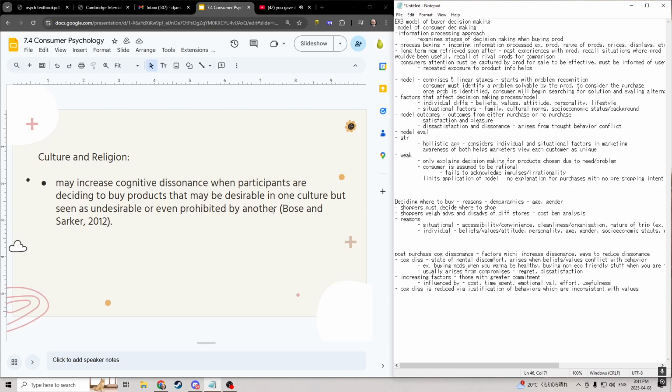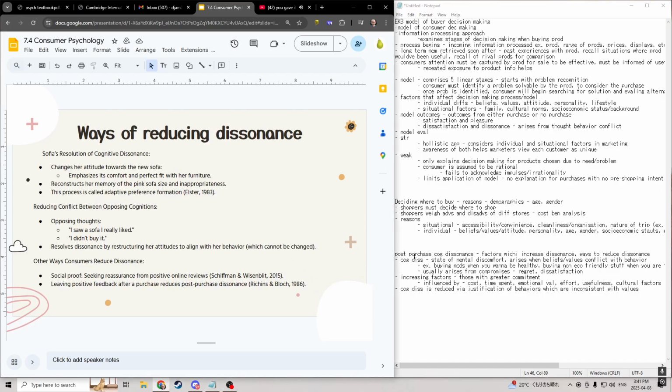Culture and religion may increase cognitive dissonance when participants are deciding to buy products that may be desirable in one culture but seen as undesirable or even prohibited by another. Cultural factors. Ways of reducing dissonance.